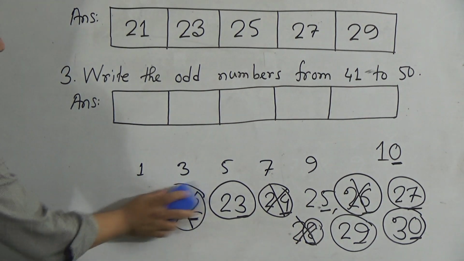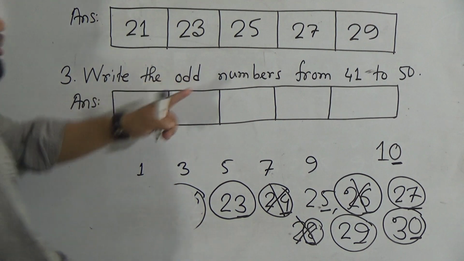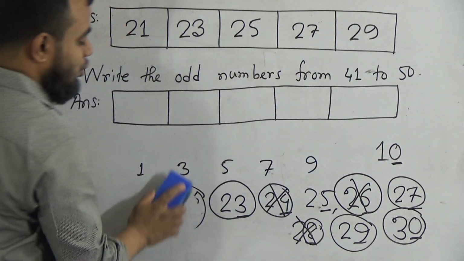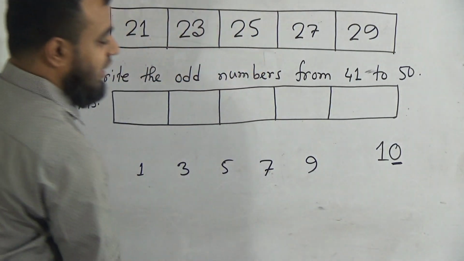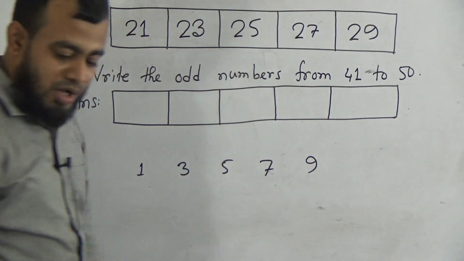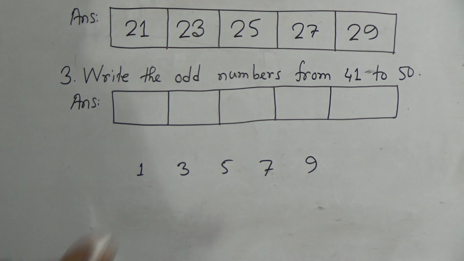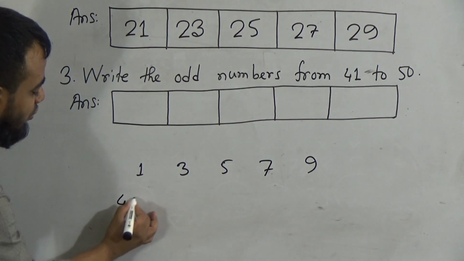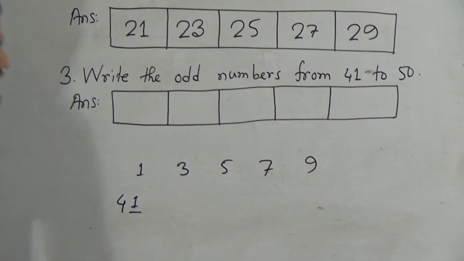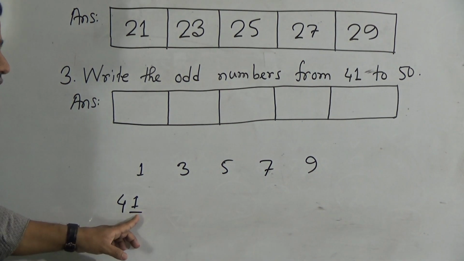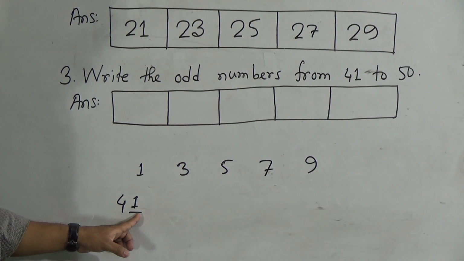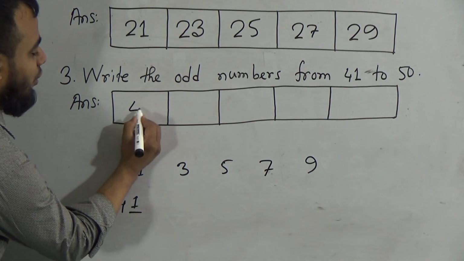Now the next question is: write the odd numbers from 41 to 50. Now we should write down the odd numbers which come in between 41 to 50. The first number is 41. Again, look, my dear students, 41 has 1 in the ones place, so 41 is an odd number because 1 can't make a pair and 1 is an odd number.